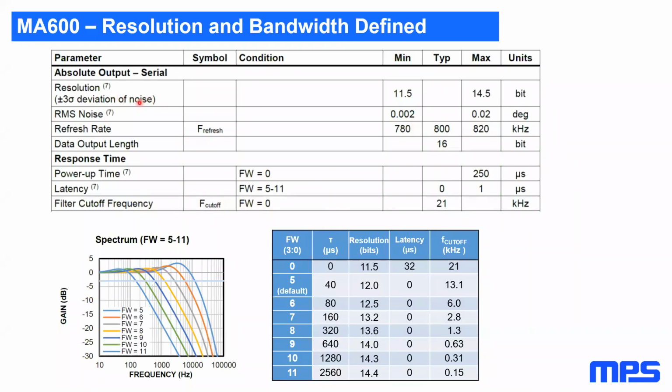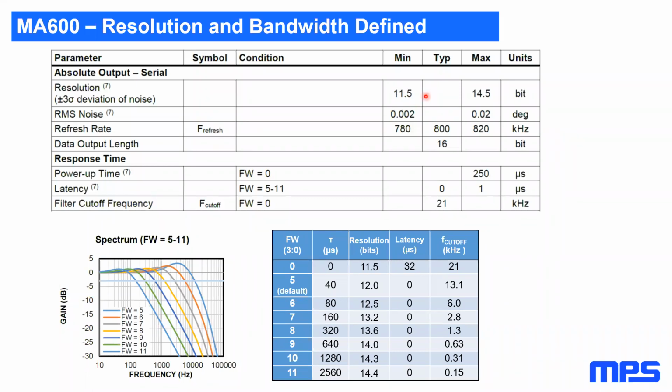We put our resolution in and we say, hey, it's plus minus 3 sigma deviation of noise. We calculate our resolution based on our RMS noise. And you can see it's min and max because we have our filter, different ways that you can set your filter window. But if you were to run this calculation, log base 2 of 360 divided by 0.002, you get 14.5 bits. And if you run the calculation, log base 2 of 360 divided by 0.02, which is the maximum noise, you get the minimum resolution of 11.5 bits.